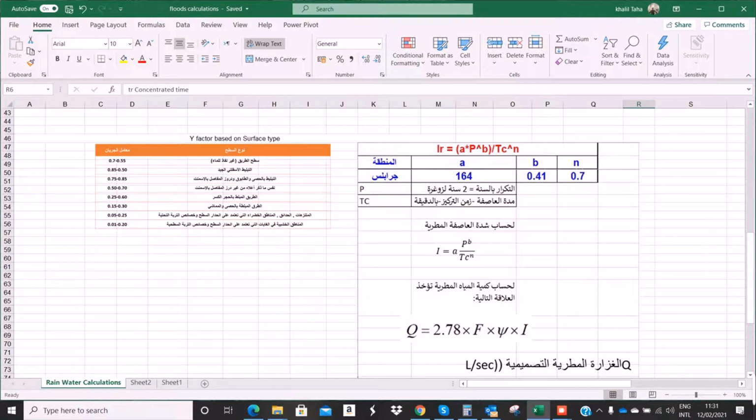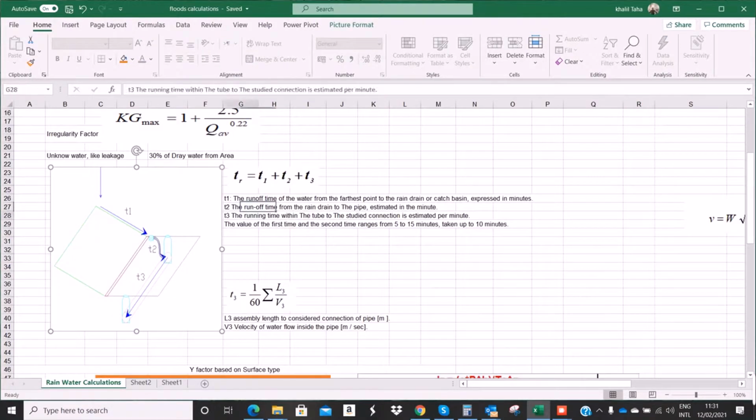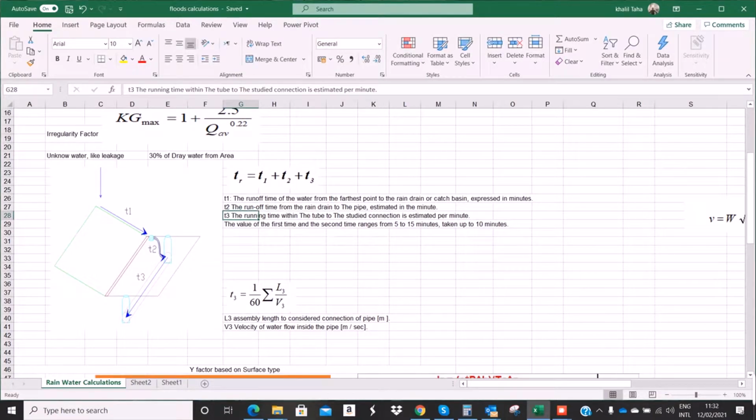How can we calculate concentrated time? When the rainwater comes, the water needs time to reach the catch basin, and needs time to reach the first manhole, and needs time to go through the manhole and through the pipes themselves, until it reaches the final point or outflow. The concentrated time, we call it here TR, that we are looking for. TC or TR is the same. How can I calculate the TR or TC?